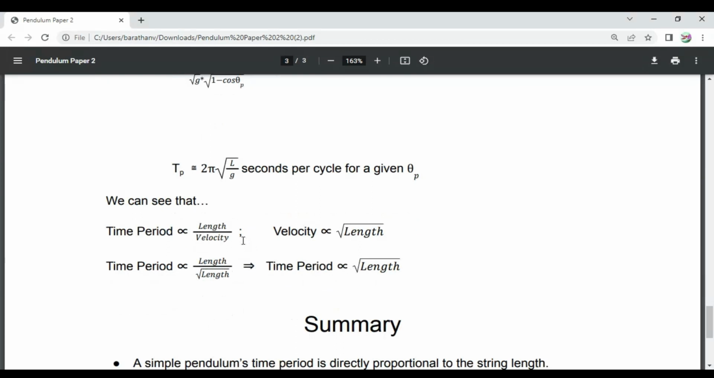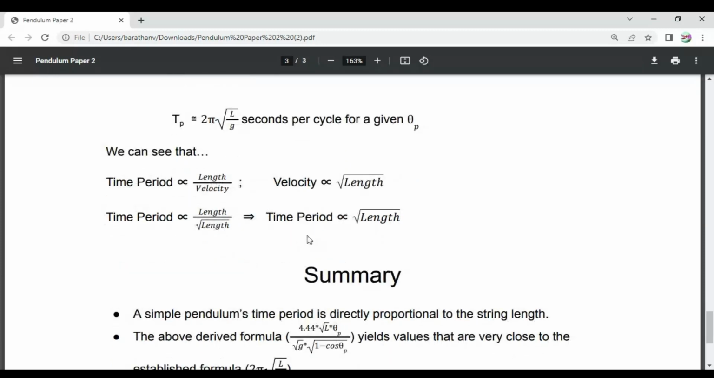We can see that time period is directly proportional to length and inversely proportional to velocity. Velocity is directly proportional to the square root of length, and this boils down to the time period being directly proportional to the square root of length. Since the square root function is always increasing, an increase in length will correspond to an increase in time period.